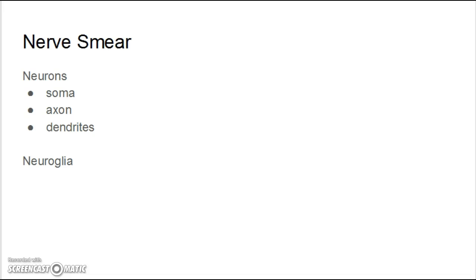Neurons are the cells that actually conduct the electrical impulses, and neuroglia are all of the supporting cells. Now there are several types of neuroglia, but we're just going to lump them together into that one term. We are going to be looking for the soma, the axon, and the dendrites. Those are specific regions of the neuron. The soma is sometimes called the cell body. An axon is always going away from the neuron, and dendrites are going toward the cell body.